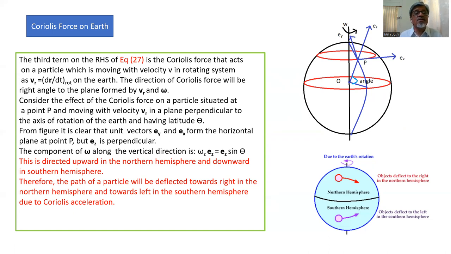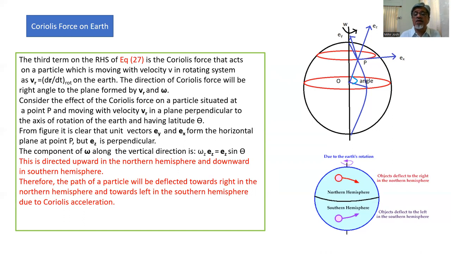Now, from the figure, it is clear that the unit vectors E_y and E_x form the horizontal plane at point P. But the unit vector E_z is perpendicular to that one. Now, from the figure, it is clear that the component of omega along the vertical direction is omega_z E_z, or E_z omega sine theta. So this is directed upward in the northern hemisphere and downward in the southern hemisphere. Therefore, the path of the particle will be deflected towards the right in the northern hemisphere and towards the left in the southern hemisphere due to Coriolis acceleration.